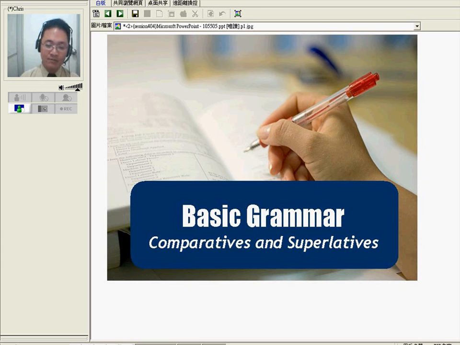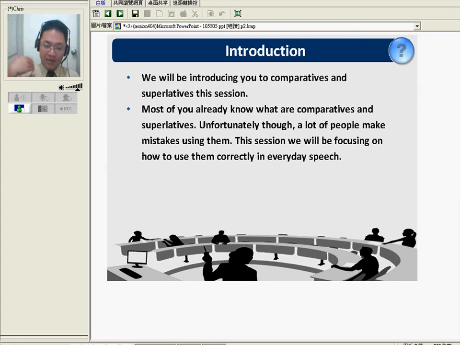And today we're going to talk about comparatives and superlatives. Yes, that's right. Now, first of all, let me explain something, it's really not that hard, okay? We're talking about comparatives and superlatives. Most of you already know what they are, and you already know the rules of adding ER, EST, or more and most. The thing is, though, you know that, but a lot of people don't really use them correctly in a sentence, okay? And today, I'm going to teach you how to use them in everyday speech, okay?